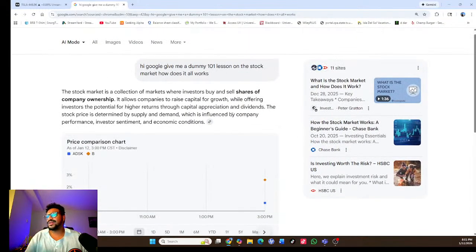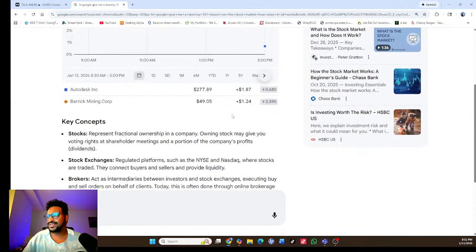The stock market is a collection of markets where investors buy and sell shares of company ownership. It allows companies to raise capital for growth. Y'all know what that means? Capital for growth, so they need money, while offering investors the potential for higher returns through capital appreciation and dividends. The stock price is determined by supply and demand, and is influenced by company performance, investor sentiment, and economic conditions.